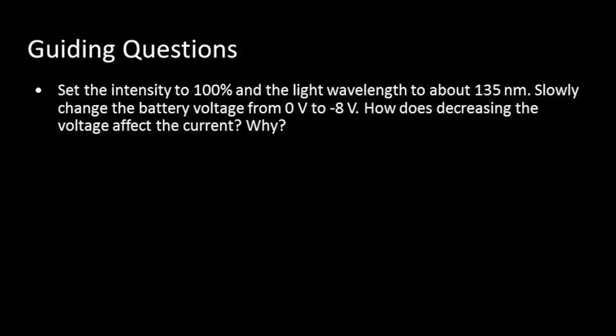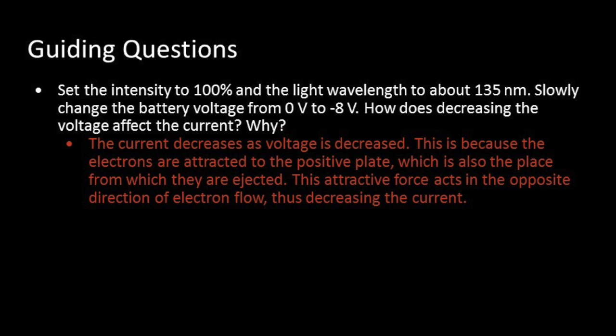Set the intensity to 100% and the light wavelength to about 135 nanometers. Slowly change the battery voltage from 0 volts to negative 8 volts. How does decreasing the voltage affect the current? Why? The current decreases as voltage decreases. This is because the electrons are attracted to the positive plate, which is also the place from which they are ejected. This attractive force acts in the opposite direction of electron flow, thus decreasing the current.